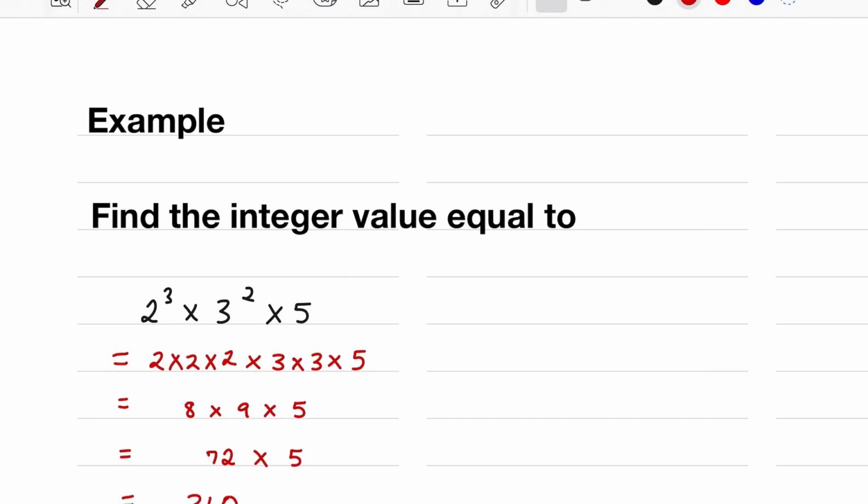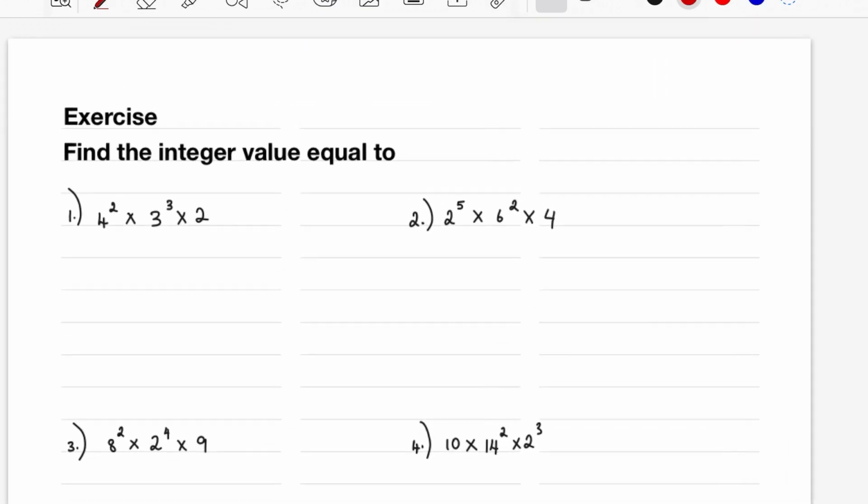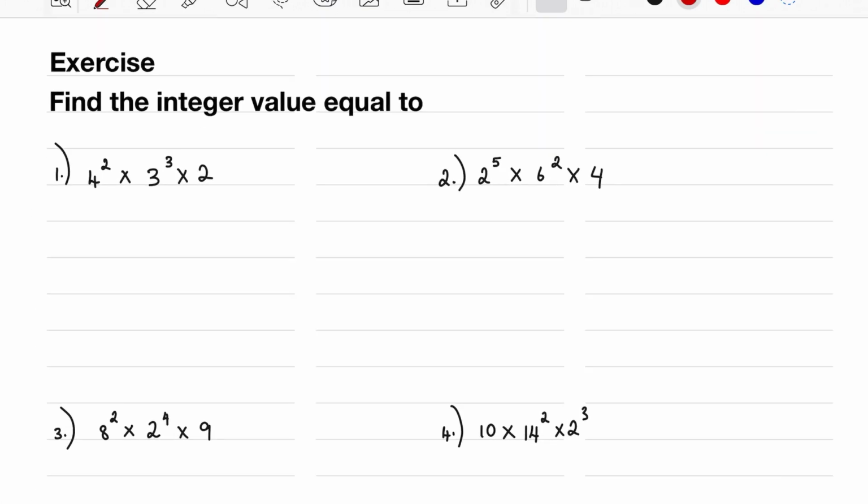Let us take a look at a few questions on these now. Okay, so we're going to look at these 4 questions, again trying to find the integer value of these. Before I show the solution, feel free again to pause the video, try the questions yourself, and come back to see if you got the questions right. Or you can continue looking. I'm going to go through the solutions now.